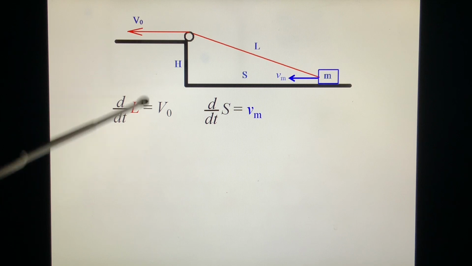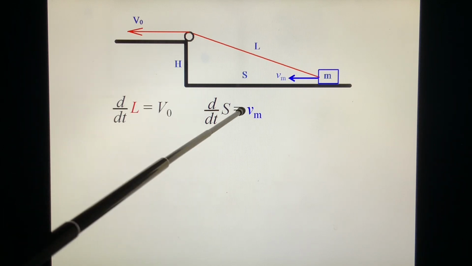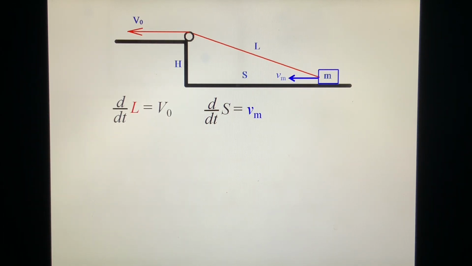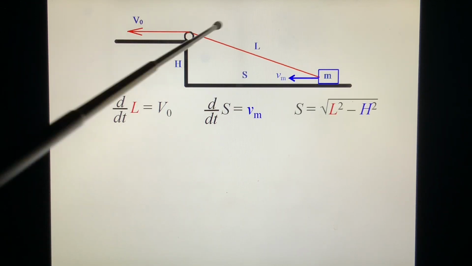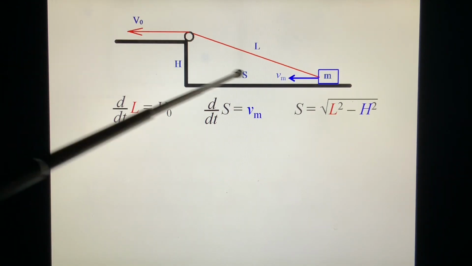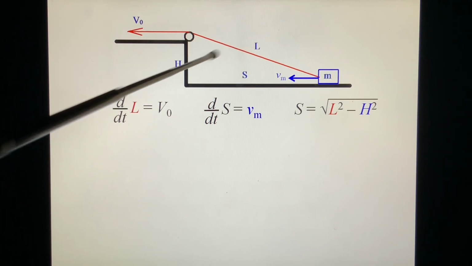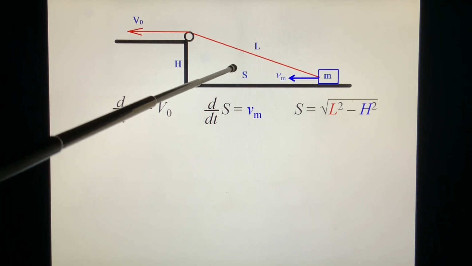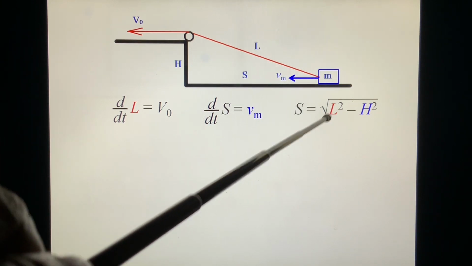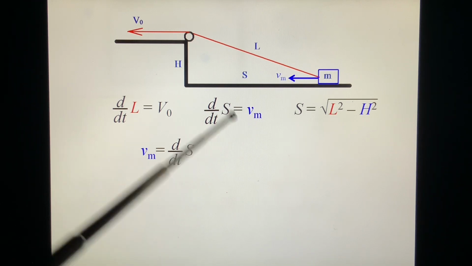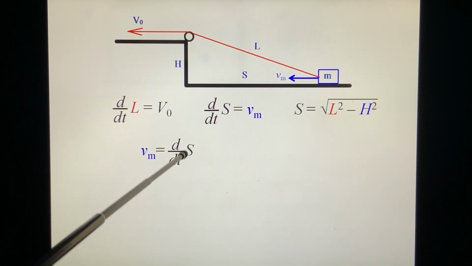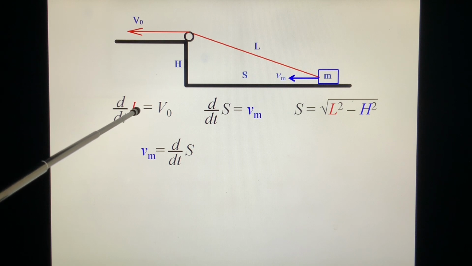And then we want to find the relationship between R and S. You see this rectangular triangle? S squared equals R squared minus H squared. So S equals the square root of R squared minus H squared. Now V is ds/dt, and we want to relate it to R and V0.